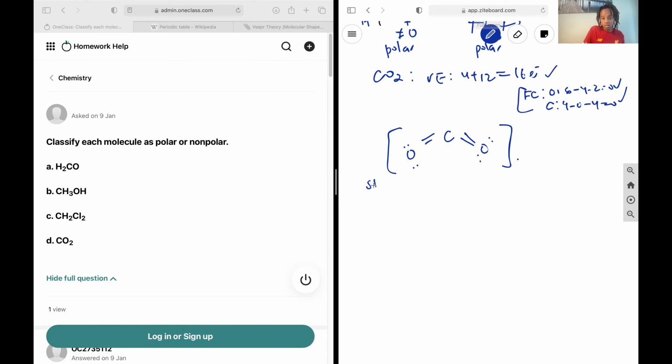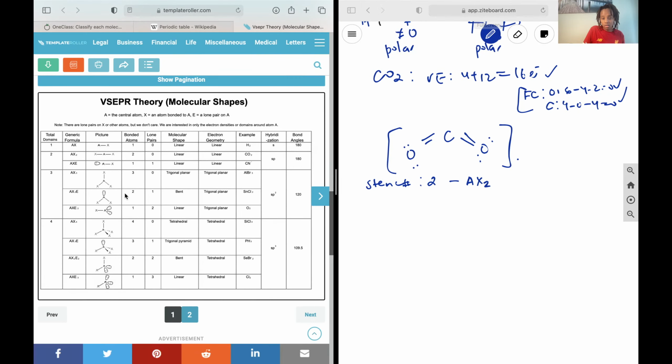Now let's count the steric number. There are only 2 groups attached, so it's going to be 2. And its notation will be AX2 since we have no lone pairs and 2 bonding pairs. Go check the chart. Steric number of 2, 2 bonded atoms, 0 lone pairs, and so it's going to be linear.